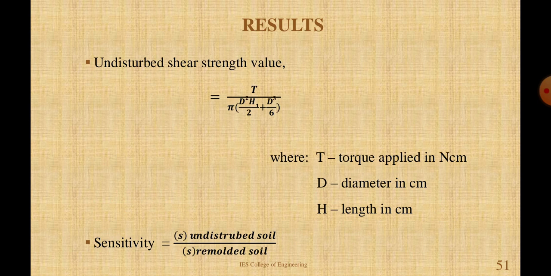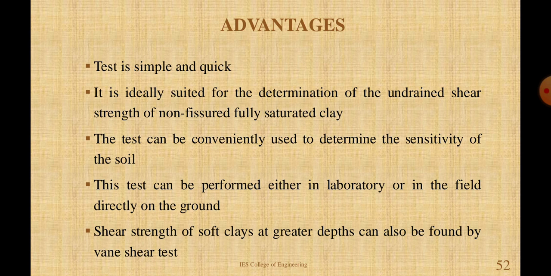Next, the results. Undisturbed shear strength value is equal to T divided by pi into D square H by 2 plus D cube by 6, where T is the torque applied in Newton centimeter, D is the diameter in centimeter, and H is the length in centimeter. Therefore, sensitivity is equal to shear strength value of undisturbed soil divided by shear strength value of remolded soil.